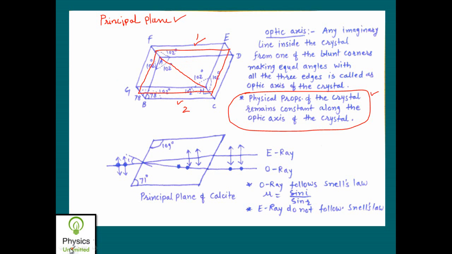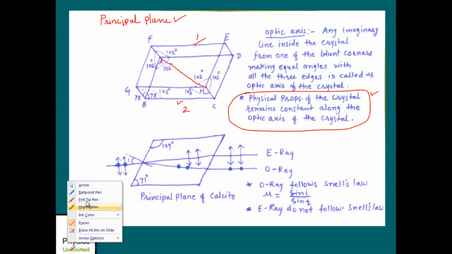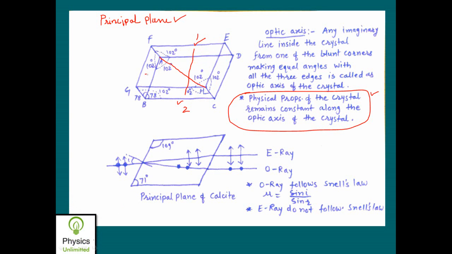6. How 6? Because it has 6 faces and each face is perpendicular. We can construct a principal plane which is perpendicular to these two faces. We can construct a principal plane which is perpendicular to these two faces. We can construct a principal plane which is perpendicular to these two faces. So there are 3 principal planes which can be constructed in case of calcite crystal.